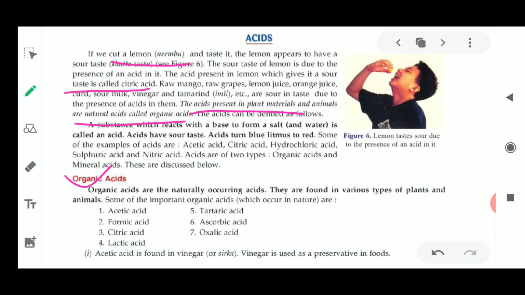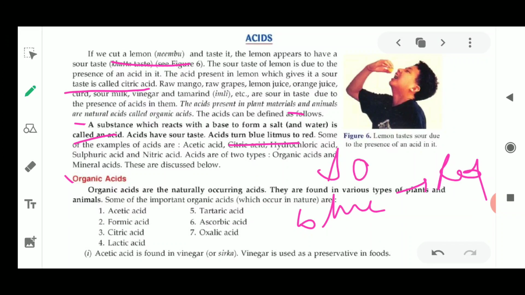These acids have other properties also. Let us read the definition first, and then I'll tell you the various properties of acids. The first property we have studied is the sour taste. The substance which reacts with a base to form salt is called an acid. Or we can just say that acids are sour in taste and turn blue litmus red. Yesterday we studied litmus as well as indicators. If we add litmus to an acid, it changes blue litmus to red.